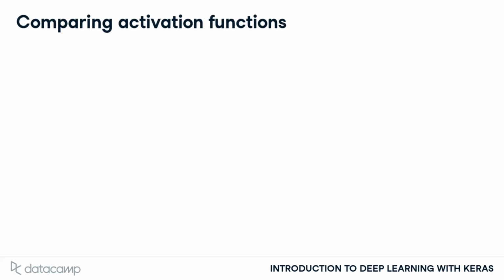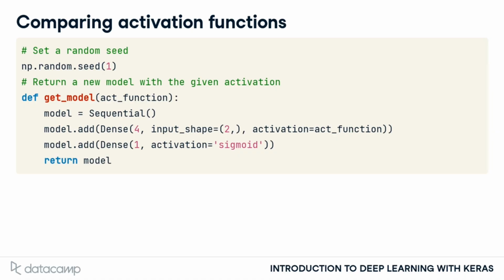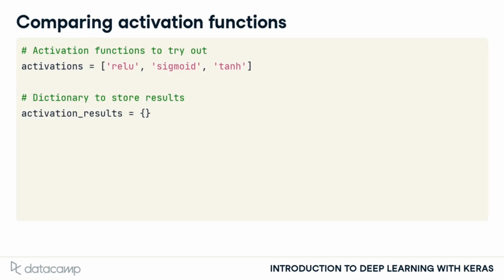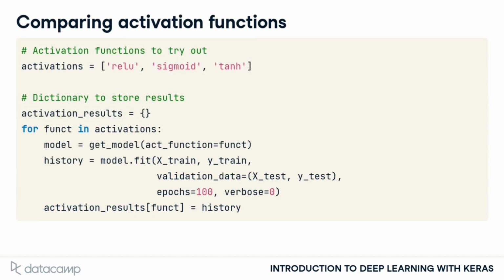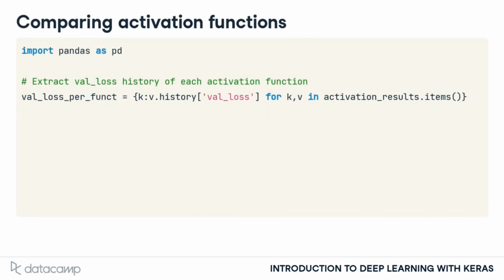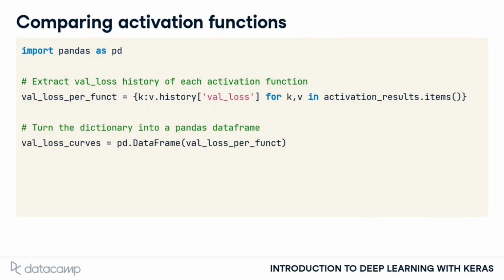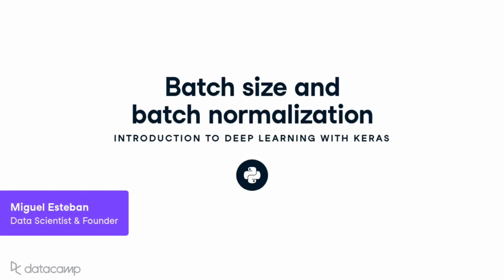It is easy to compare how models with different activation functions perform if they are small enough and train fast. It is important to set a random seed with NumPy. That way, the model weights are initialized the same for each activation function. We then define a function that returns a fresh new model each time, using the act function parameter. We can then use this function as we loop over several activation functions, training different models and saving their history callback. We store all of these callbacks in a dictionary. With this dictionary of histories, we can extract the metrics we want to plot, build a pandas data frame, and plot it.